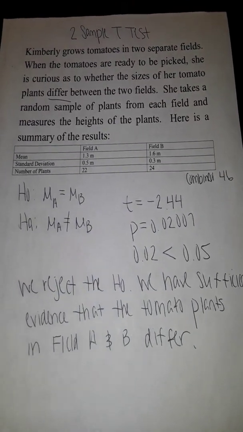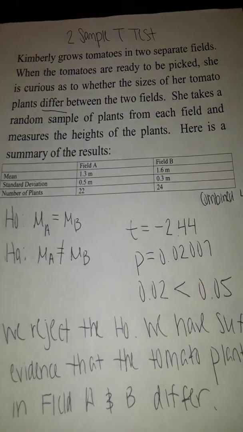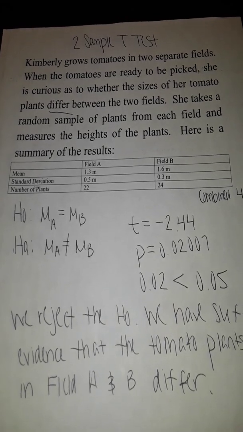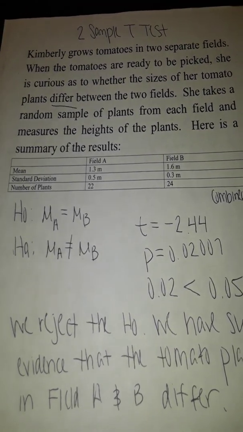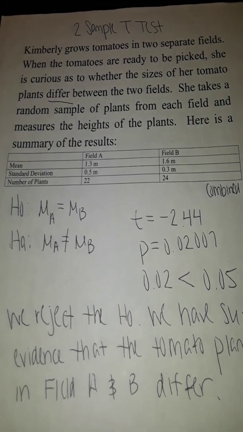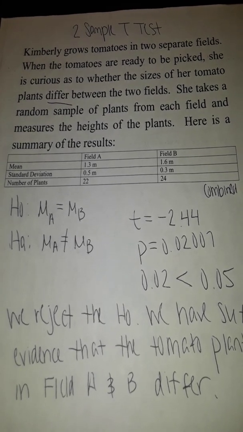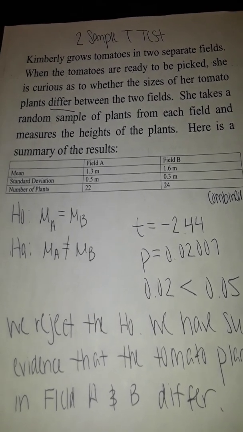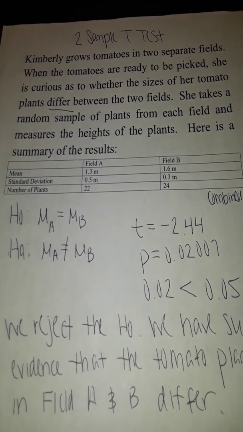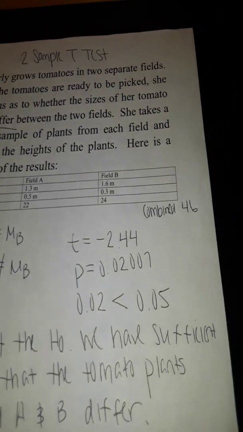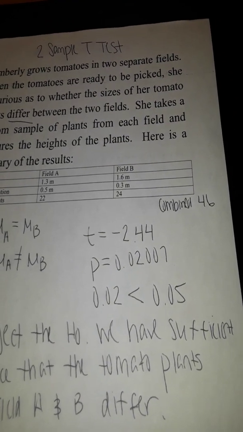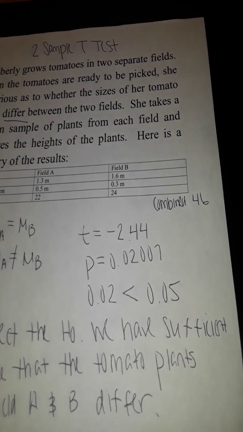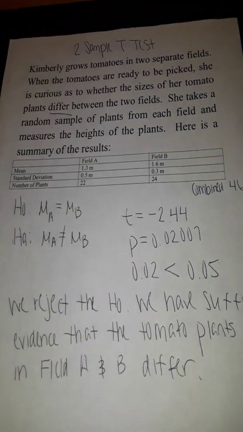Okay, so they're giving you, again, stats for field A and field B from, guess what? Two samples. So here's why we're going to run a two-sample t-test. The average size of the tomato from field A is 1.3 with a standard deviation of 0.5. And again, the number of plants from that field is 22. Field B, the average size of the tomato is 1.6 with a standard deviation of 0.3 and a sample size of 24. So two different samples.